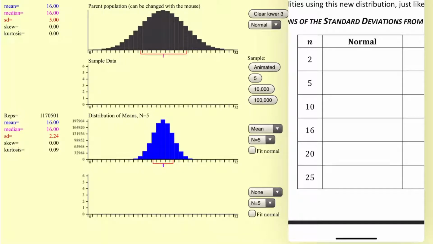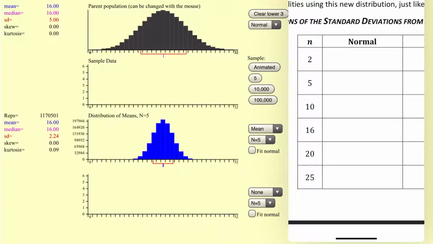And notice it's quite normal. How about that? It's pretty much a normal distribution. It's just smaller and skinnier. You might be thinking to yourself, okay, Mr. Leach, this doesn't seem too shocking. But let's write down something.